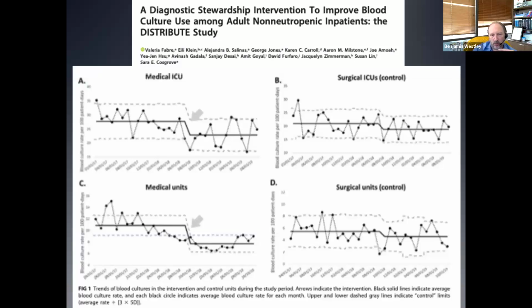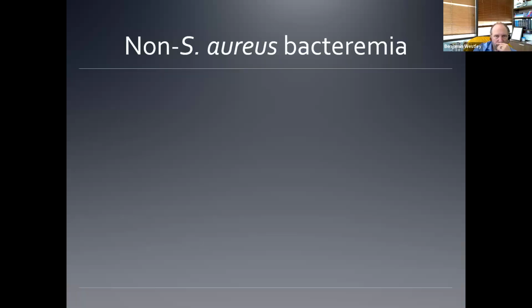So they actually rolled out this algorithm. They taught it. They had the posters up around their units at Johns Hopkins, and they showed a substantial reduction in blood culture utilization as they rolled this program out. In the medical units, the surgical units were the controls in this study. And so the surgical unit use of blood cultures did not change, but in the medical units, they had a statistically significant reduction in blood culture use.